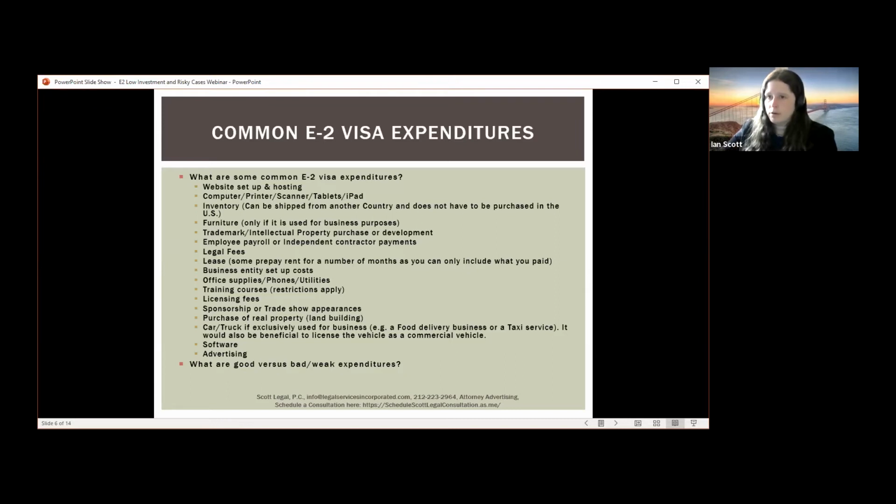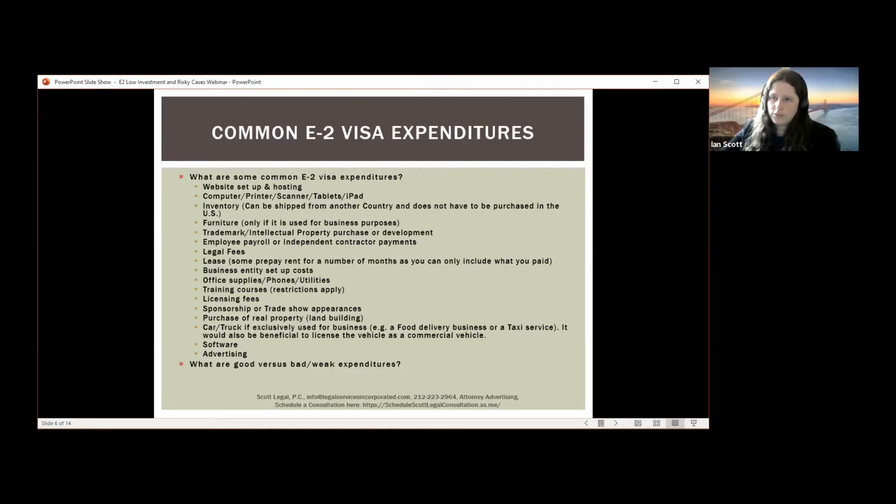Let's say that you're going to hire 3 employees in year 1. Perhaps you would have waited to buy that equipment until you hired them, but because you need to get your expenditures up, you might buy that equipment sooner. If you have inventory for your business, this is a great expense, very tangible, very good thing to get. It doesn't have to be purchased in the US. Any shipping costs that you pay to ship it over can also be included as an E-2 expense.